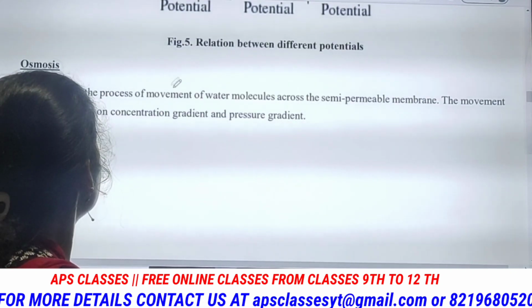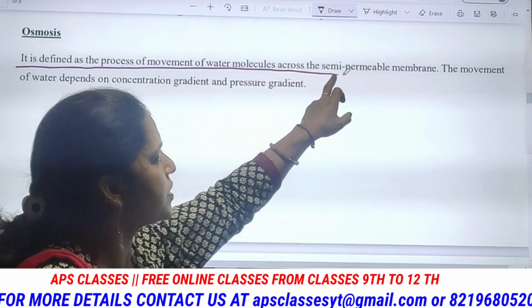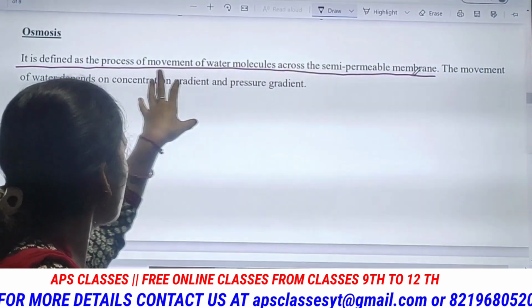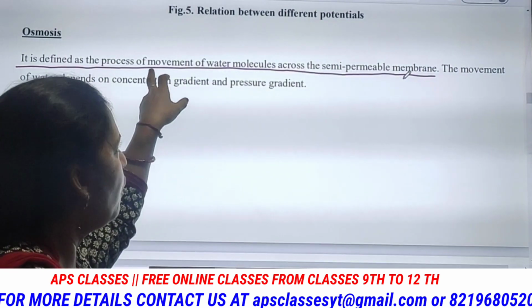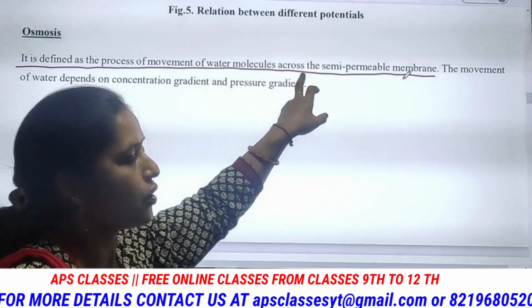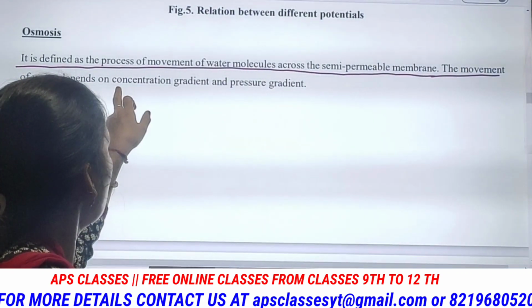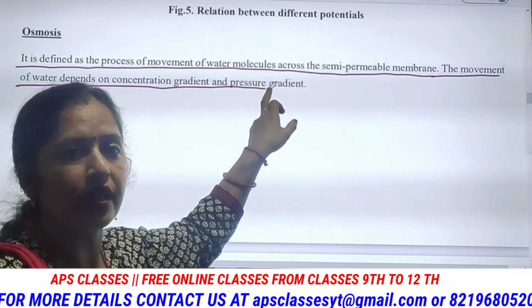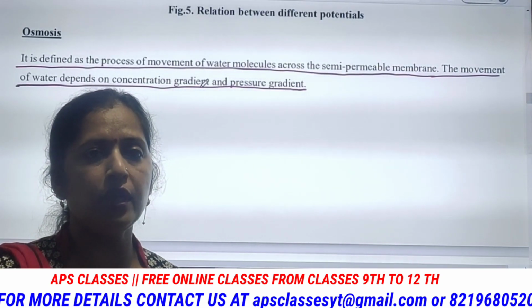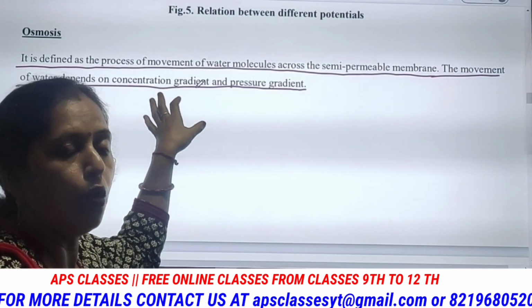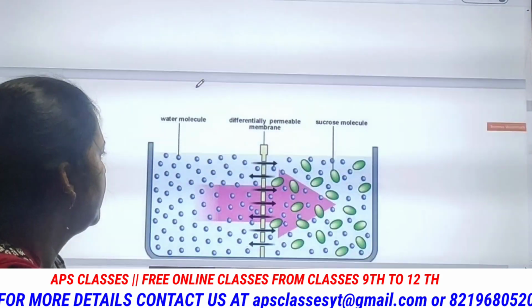Next is osmosis. It is defined as the process of movement of water molecules across the semi-permeable membrane. The osmosis process is also a most important process of movement of water molecules across the semi-permeable membrane. The movement of water depends on the concentration gradient and pressure gradient. The movement of water molecules depends on both the concentration gradient as well as the pressure gradient.